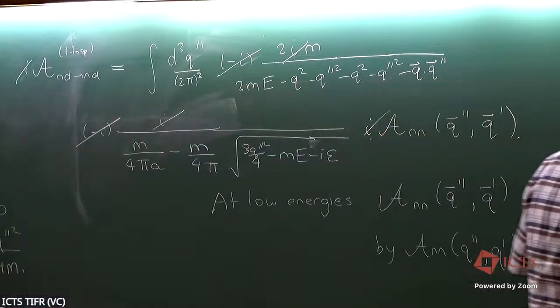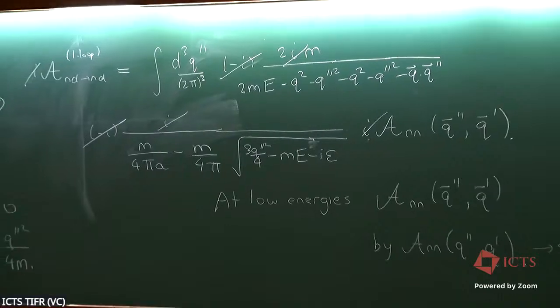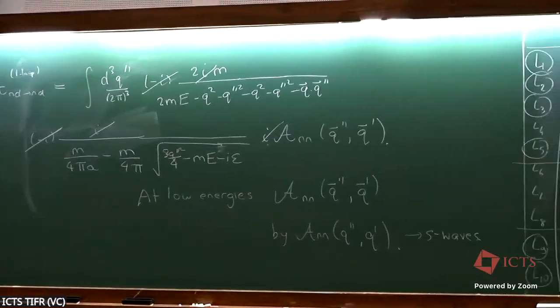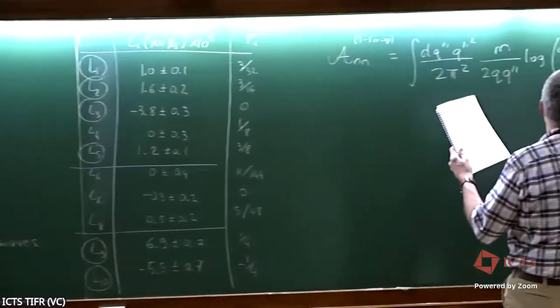All right, so when all's said and done, I'm going to leave the L's here. We get that A_NN one loop is the integral dq double prime q double prime squared over 2 pi squared, m over 2q double prime, log. I'm not doing all the algebra, which probably you will be grateful for.